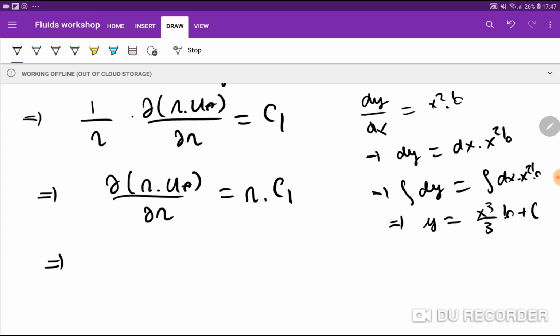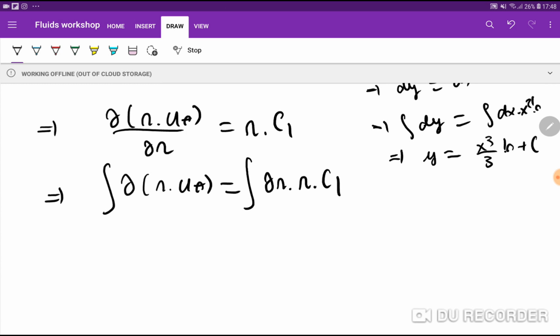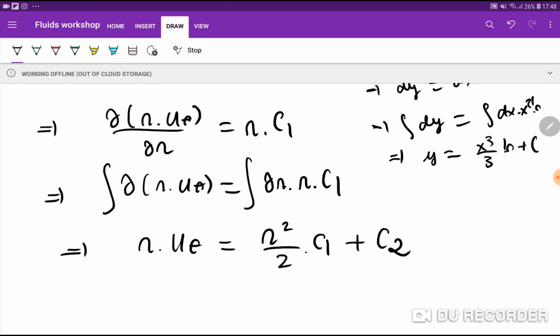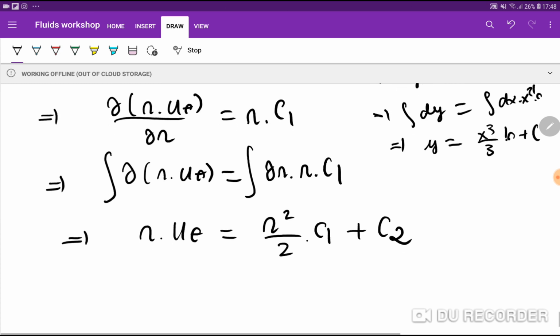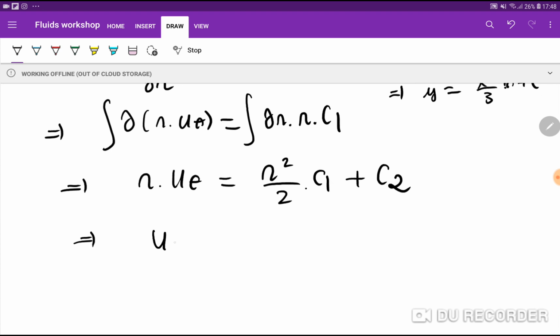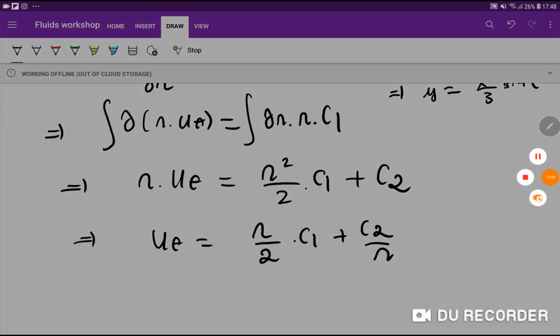So you can multiply both sides by the partial r, and I could write d characters, but actually, I can keep the partial. Let's keep everything original. So partial of r times u theta equals r times C1, and then you can integrate both sides. So this one becomes r times u theta. The second one, integrating r dr, becomes r squared over 2 times C1 plus C2. Wonderful. Can you find u theta? Yes, you can. If you divide both sides by r, you have u theta equal r over 2 times C1 plus C2 over r.